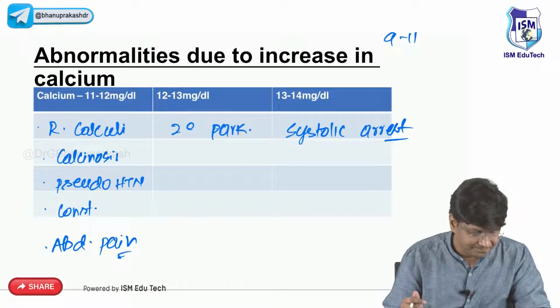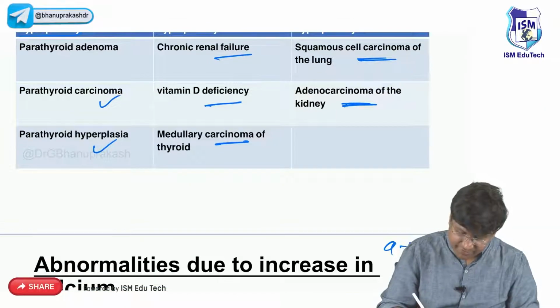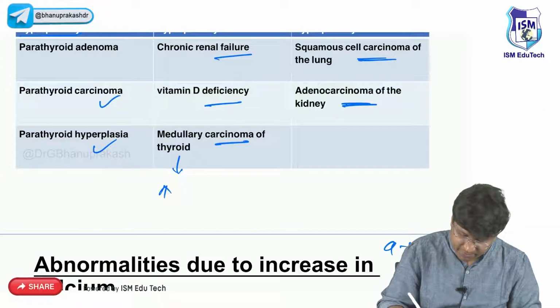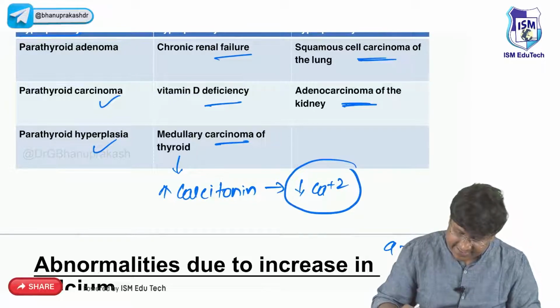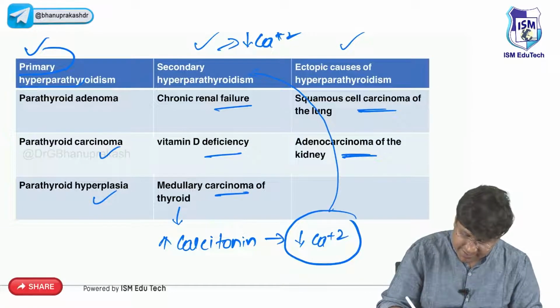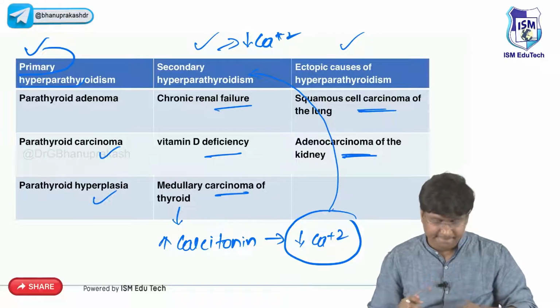See, in case of medullary carcinoma of thyroid, it will be producing excess amounts of calcitonin. What does this calcitonin do? Calcitonin will decrease the calcium. When there is decrease in calcium, that will cause secondary hyperparathyroidism. Okay, did you understand this point?